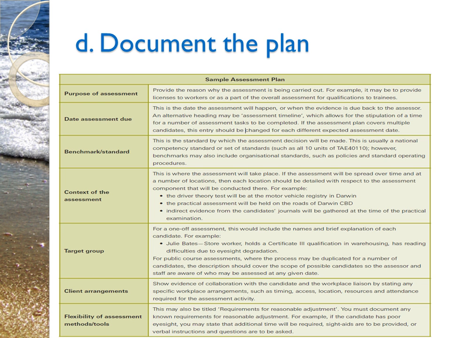On the left-hand side, and highlighted in green, are the major headings. The purpose of the assessment is the first one, and the explanation to the right. This is where you provide the reason why the assessment is being carried out. The date the assessment is due. This is the date the assessment will happen, or when the evidence is due to be handed in to the assessor.